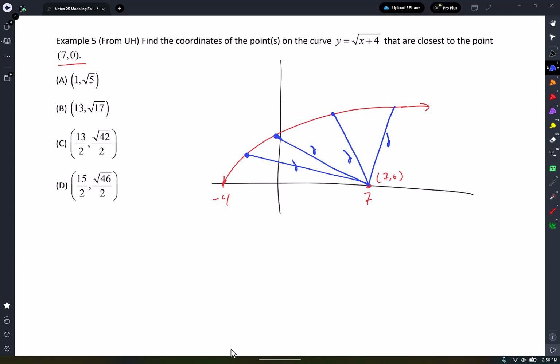Which point is it on the curve? What point am I talking about? This one right here in purple. And there's an infinite amount. It keeps on going. All those points on this curve are possible candidates for closest to the point 7, 0.